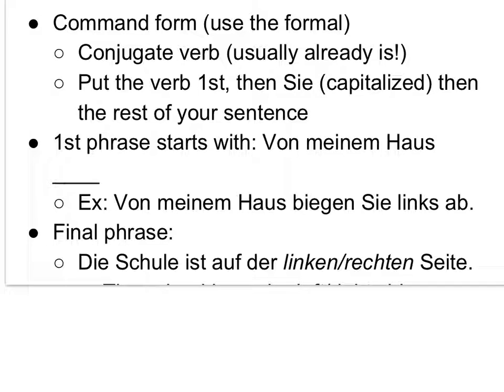So command form. You're going to use the formal for all of these. So step 1 is conjugating the verb, just like you did before, but odds are good it's already conjugated. Step 2 is put the verb first. Then you have the Sie and it's capitalized. Then you put down the rest of your sentence. So you should be jotting down these things so that you know how to do it.